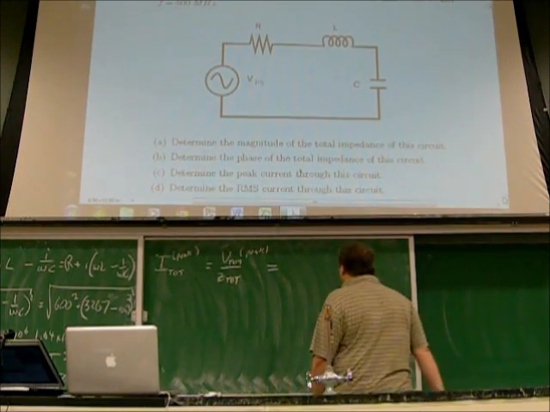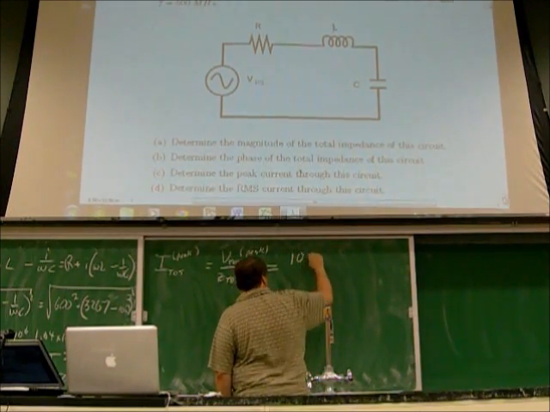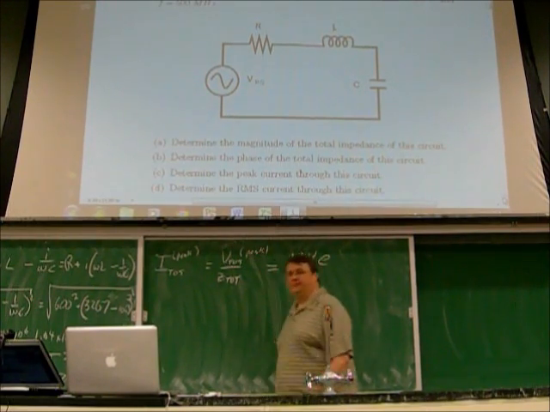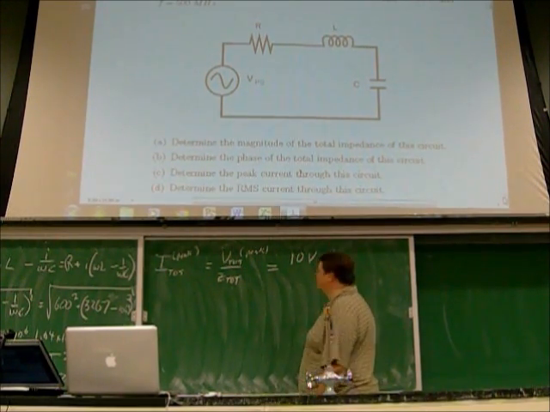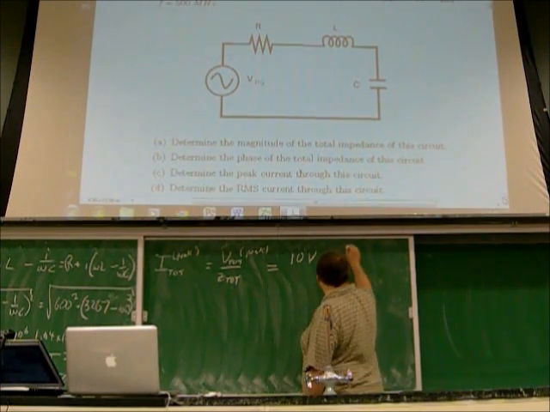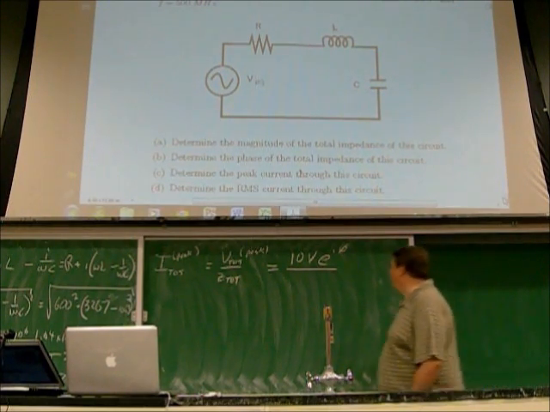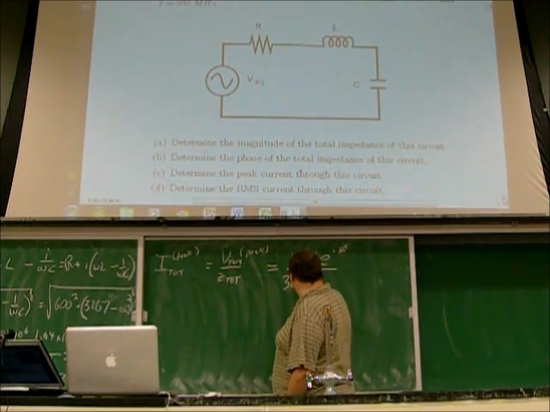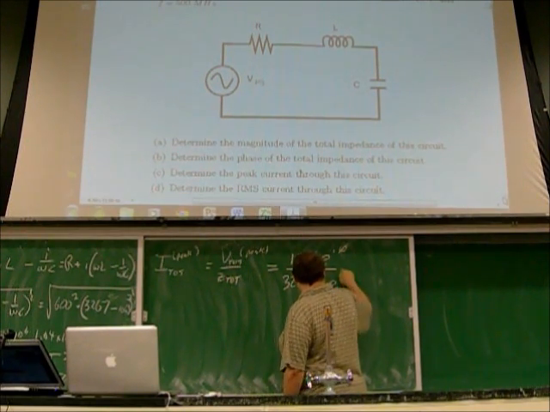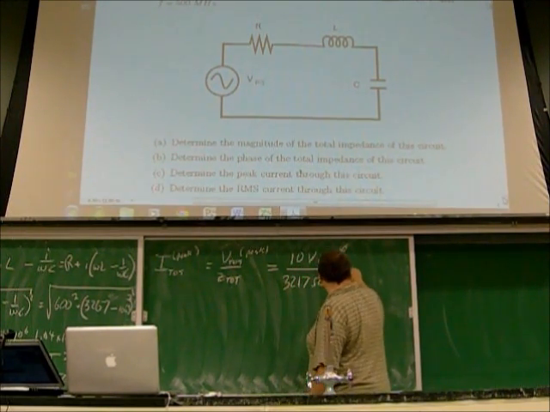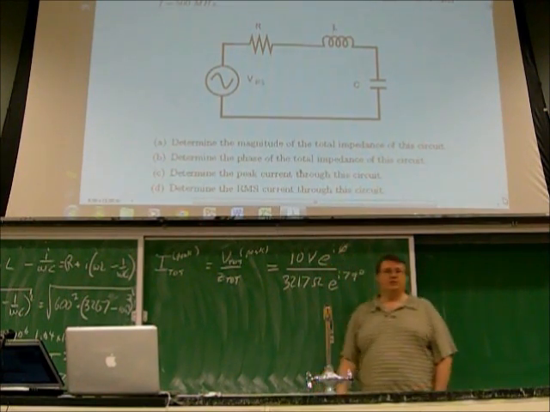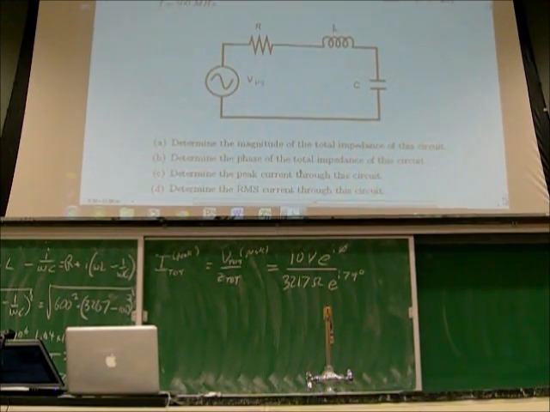And the voltage on the circuit was our friend 10 volts with a phase of e to the i 0. And our impedance was 3217 ohms, e to the i 79, 79 degrees, because it's almost all inductive at the present time, because the frequency is higher than the resonance point of this circuit, and that lets the inductor win over the resistor and the capacitor.